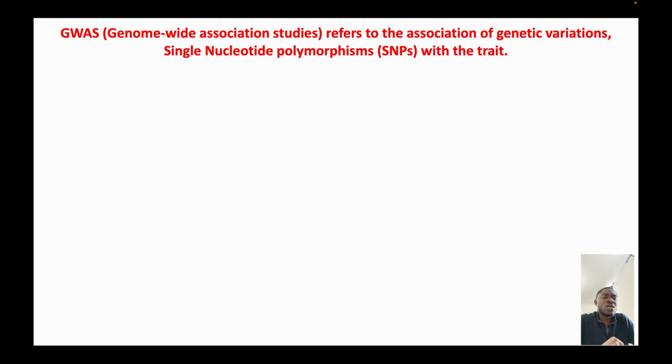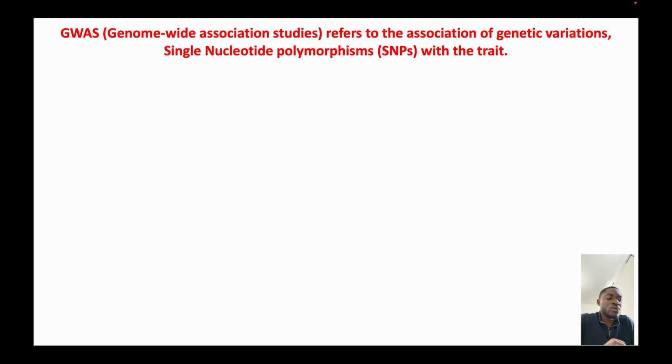In this first video, I would like to talk about GWAS, which is an abbreviation for Genome-Wide Association Studies. GWAS refers to the association of genetic variations within the genome, preferably single nucleotide polymorphisms, with the traits that you may be working on. In essence, GWAS allows us to identify the genes that may be responsible for controlling the trait. That's a simple explanation of what GWAS does.